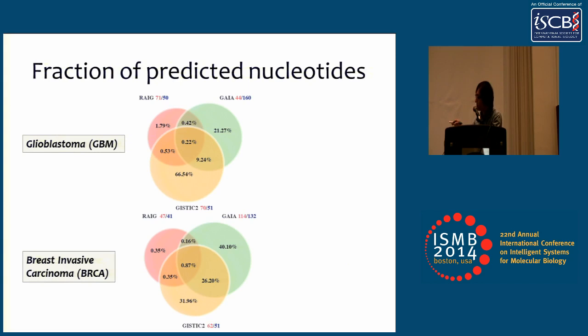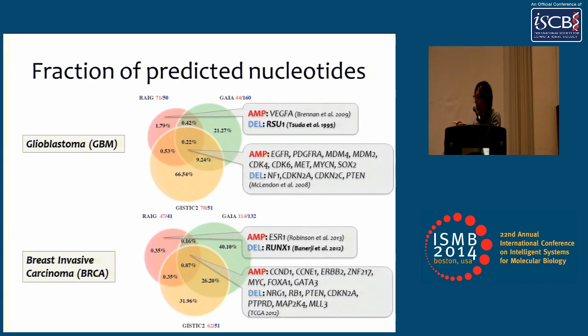And so we turn the Venn diagram into the fraction of predicted nucleotides. You can see the common section is only about 0.22%. It's very small. However, inside this small region, you can find many important cancer genes reported in previous studies. And in our very small, unique region, we got RSU1 and RUNX1. We will report that later.